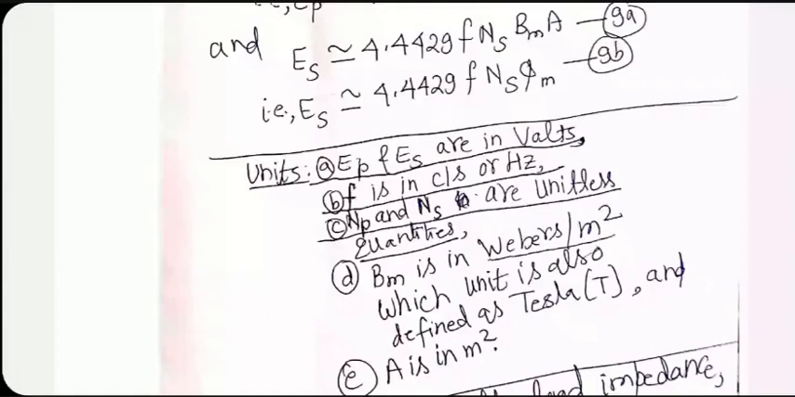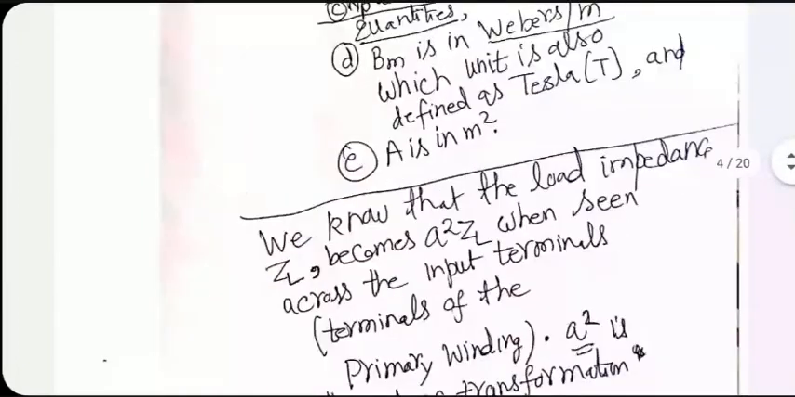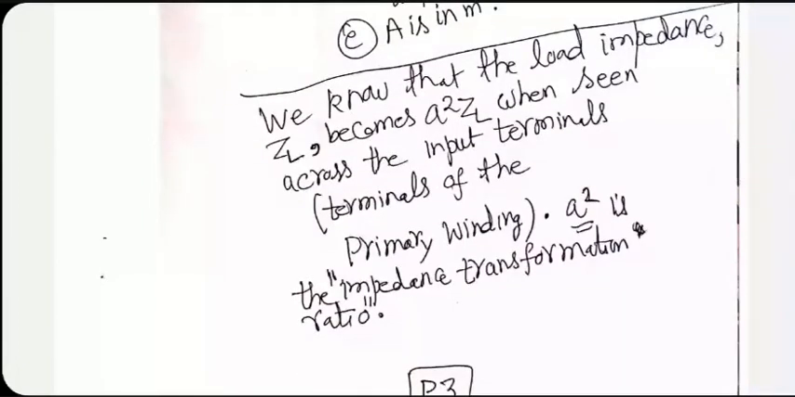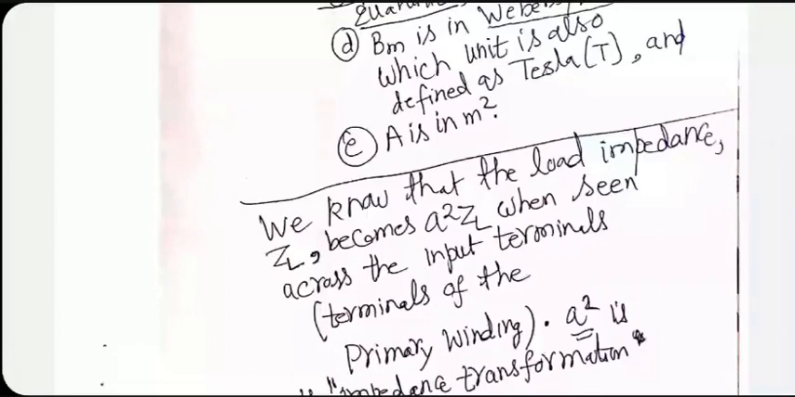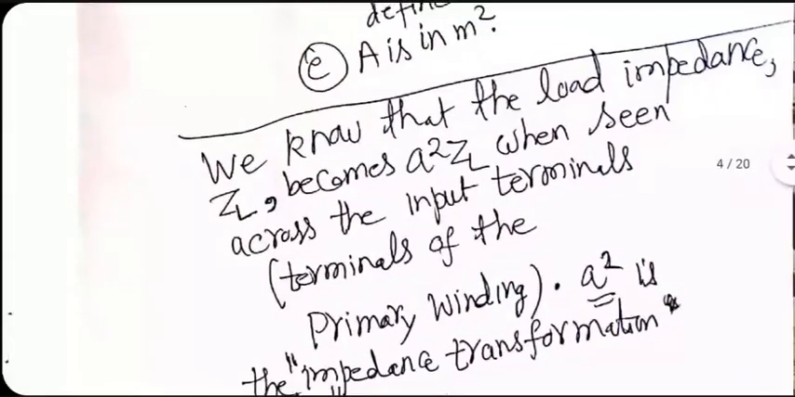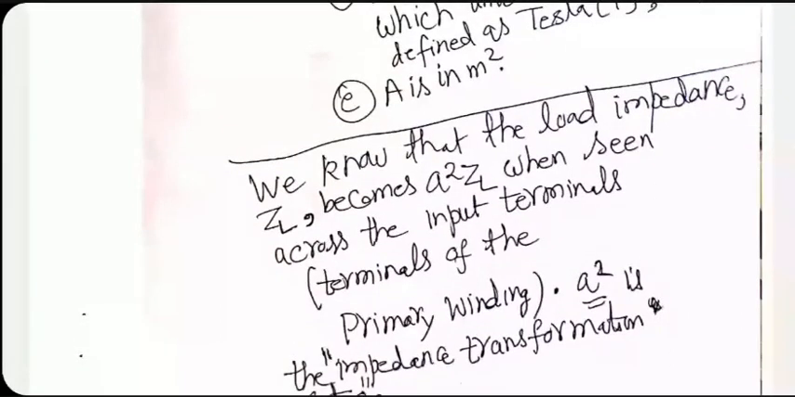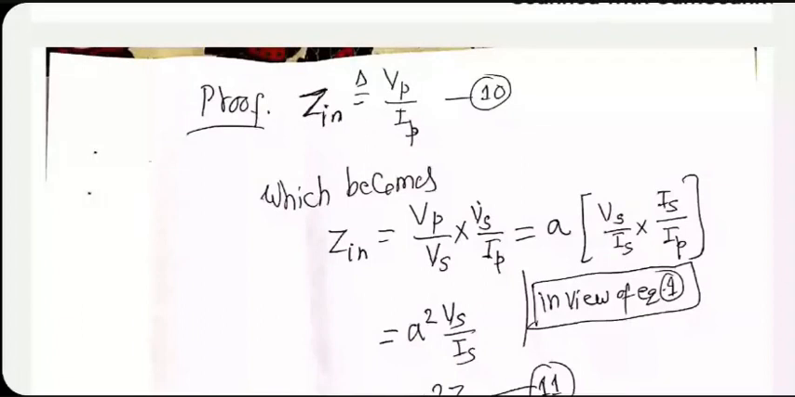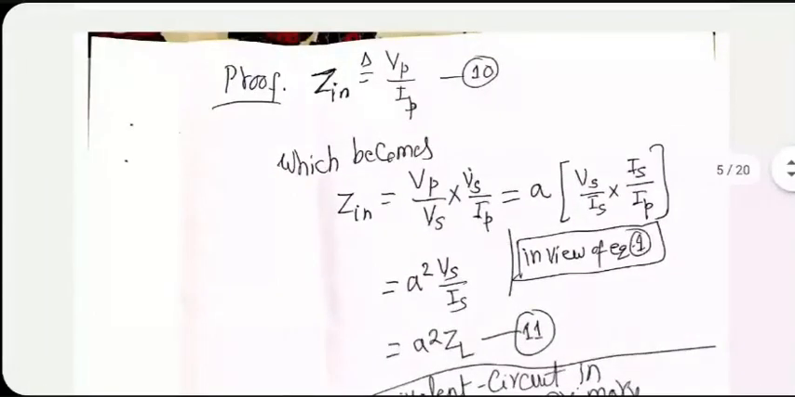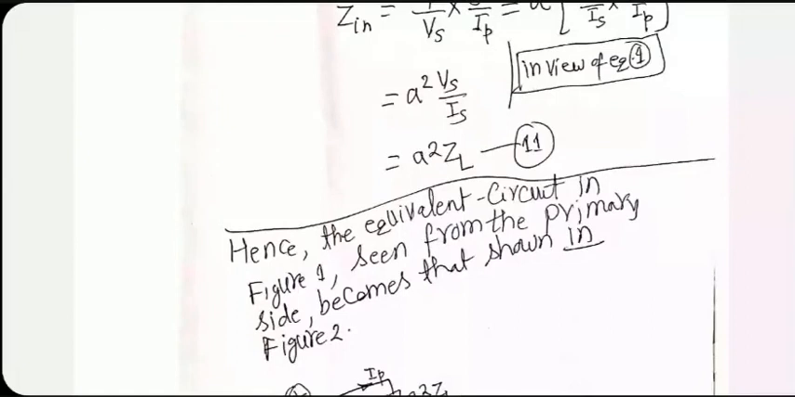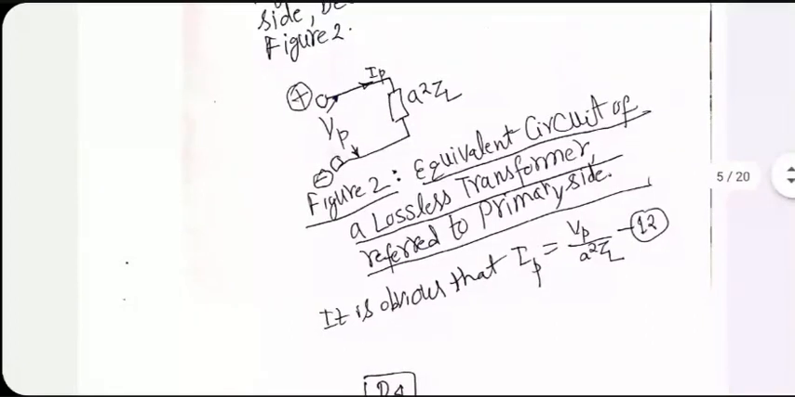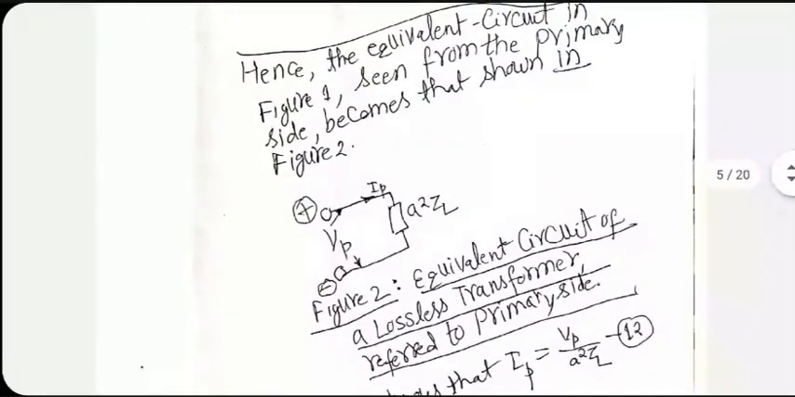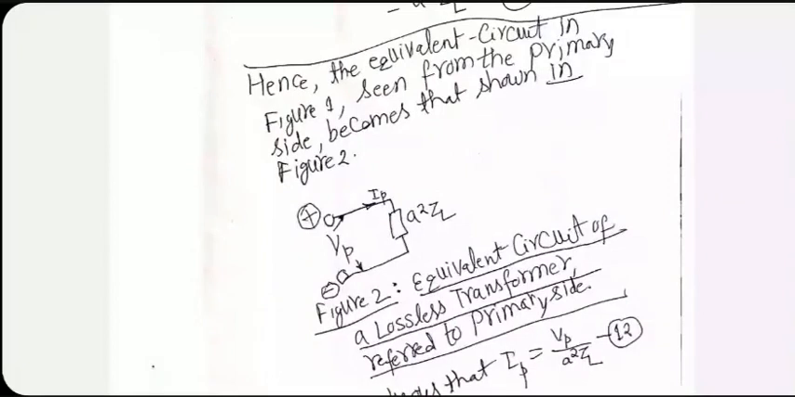Now the load ZL when transformed to the primary side, we have already shown it gets multiplied by the turns ratio squared. So it becomes a squared ZL if seen from the primary side. Proof is there. I've already given it to you in the past. You can go through it once again if necessary. Hence, the equivalent circuit for a lossless transformer seen from the primary side is quite simple. VP and a squared ZL. That's it.